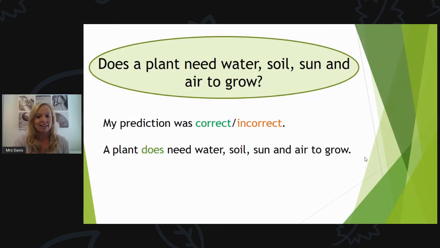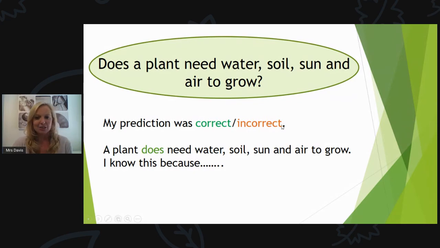So what I'd like you to have a go at now is we're going to answer this big question. Does a plant need water, soil, sun, and air to grow? Was my prediction correct or incorrect? So if you did say that, yes, you thought they did need water, sun, soil, and air to grow, you could write that your prediction was correct. If maybe you didn't, and you said, I think that it needs water, sun, and maybe air to grow, then you might want to say my prediction was incorrect because I didn't say that it needed soil.